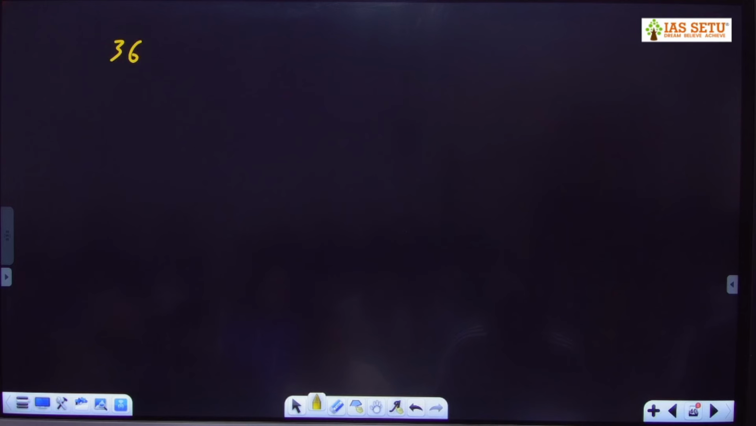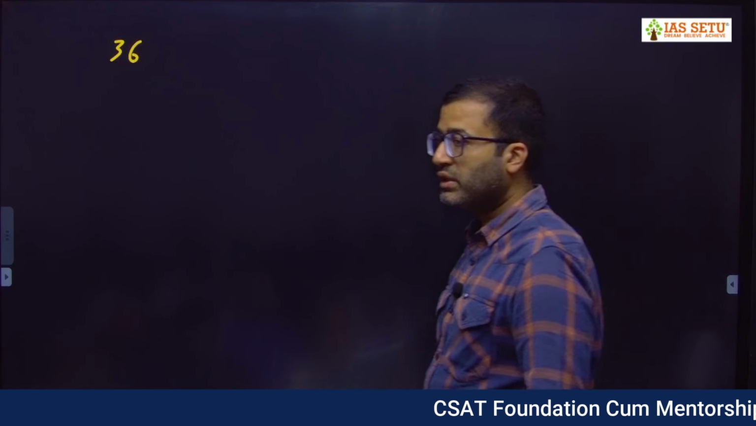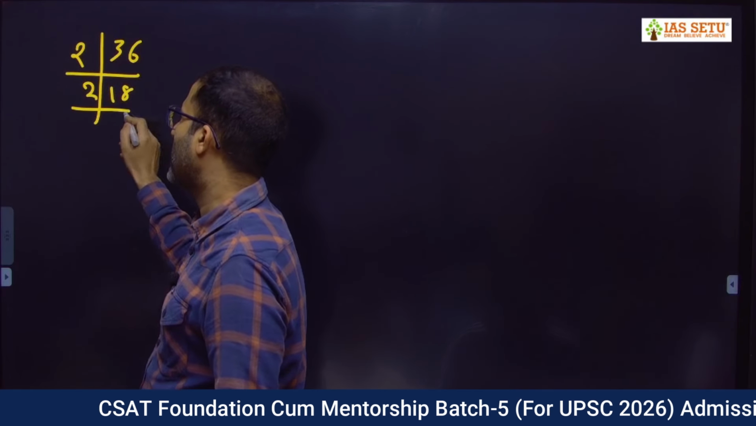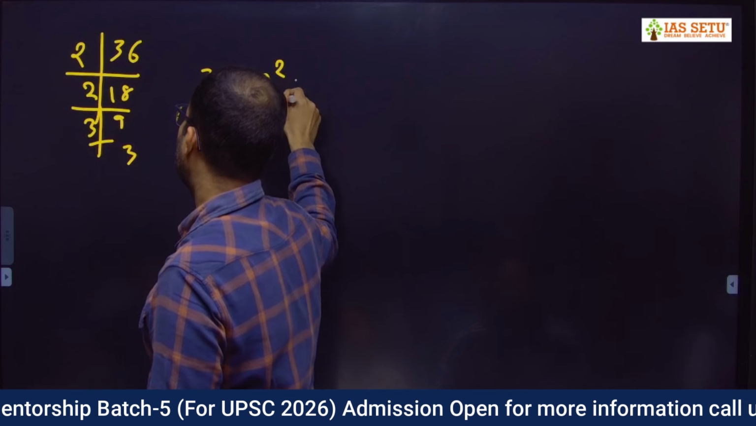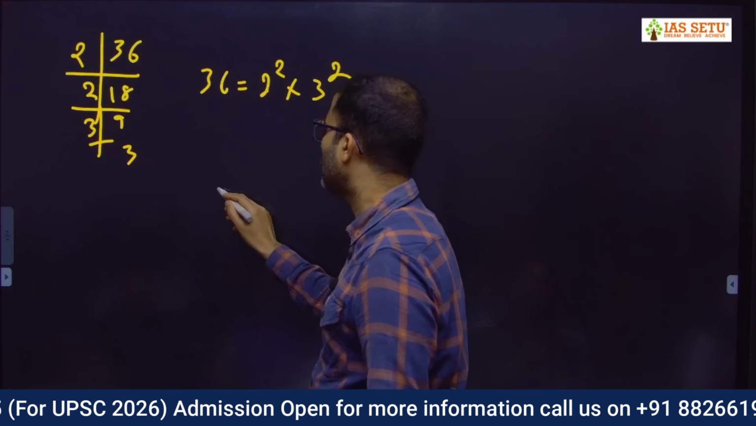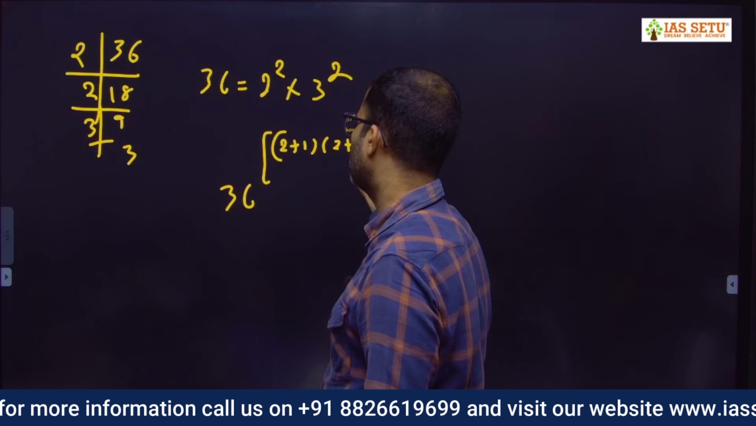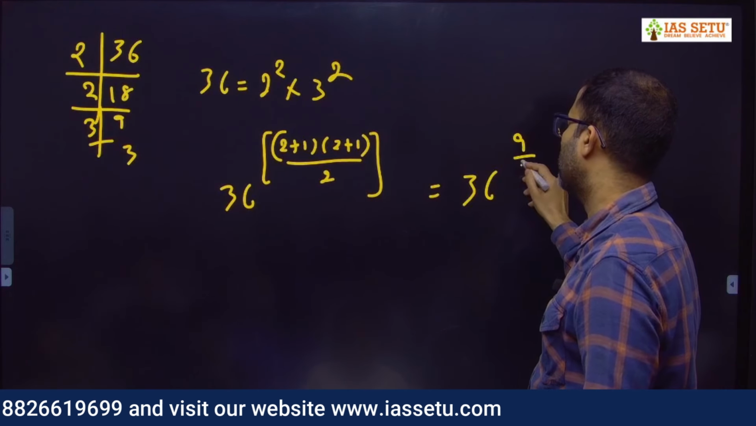हाँ, फ्रैक्शन में आ रहा है तो कोई ना, लिखो तो सही. Now what is 36? 2 common 18, 2 common 9, 3 common 3. 36 is 2 to the power 2 into 3 to the power 2. So it is 36 bracket 2 plus 1 into 2 plus 1 divided by 2. So it is 36 to the power 9 by 2.